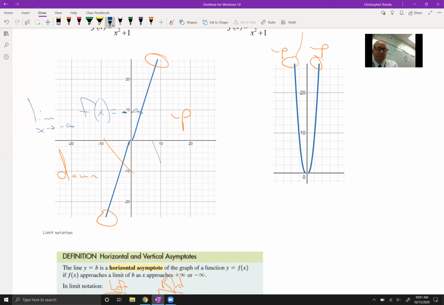And then to say up, we're talking about the limit as x approaches infinity. Remember, that's code for right. Then the function approaches infinity.